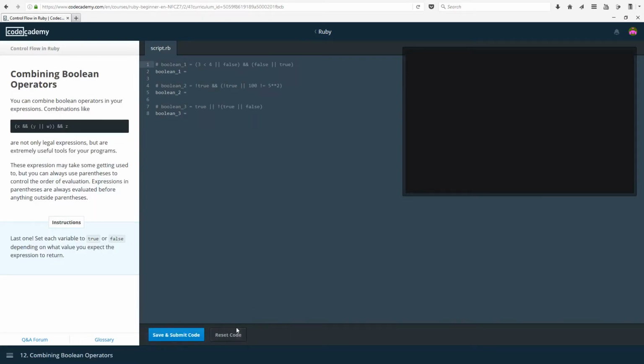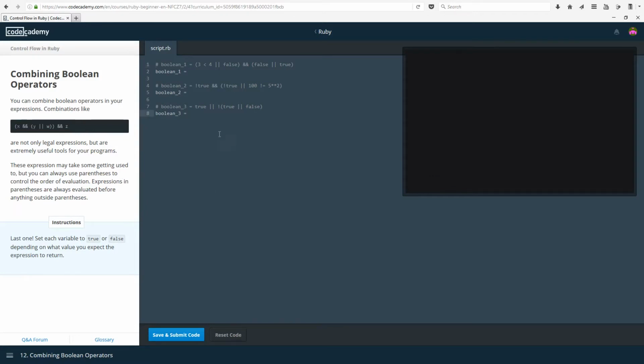Let's move on. Combining boolean operators. So this is where we talk about which one is better than another, or in a higher priority on the list. You can combine boolean operators in your expressions. So combinations like this are not only legal expressions, but are extremely useful tools for your programs. You will see once you actually start programming, making more complicated programs, why these can actually be quite useful.